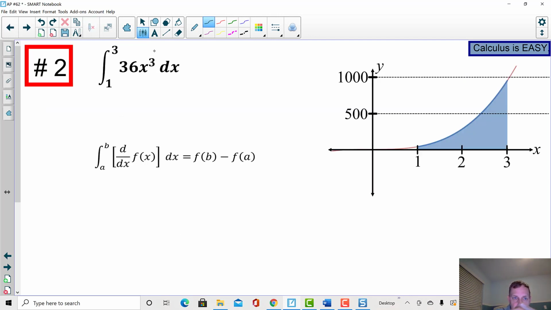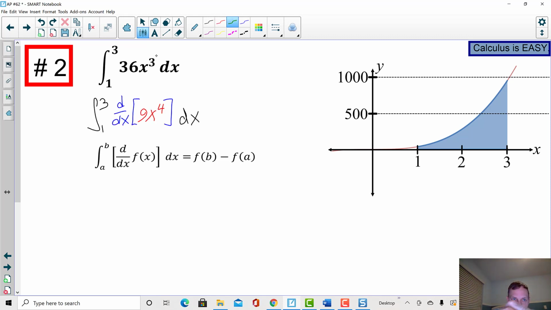All right, for number 2, I'm going to start by doing the integral of this. That would be x to the 4 over 4. There was a 36 right next to it. So you can see that 36 divided by 4 is just going to give me a 9.